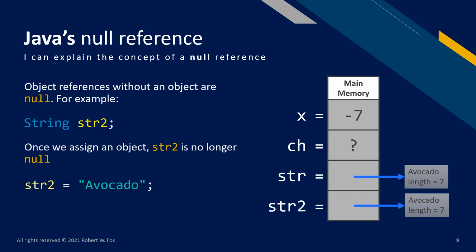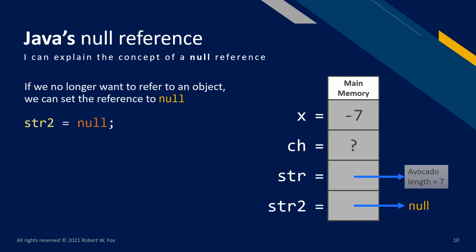As soon as we assign an object to our reference, we no longer have a null. So I say str2 equals this string avocado, and notice that when we look at the memory, the null has been replaced by this new object. And keep in mind that even though str and str2 both hold the word avocado, they are two separate objects.